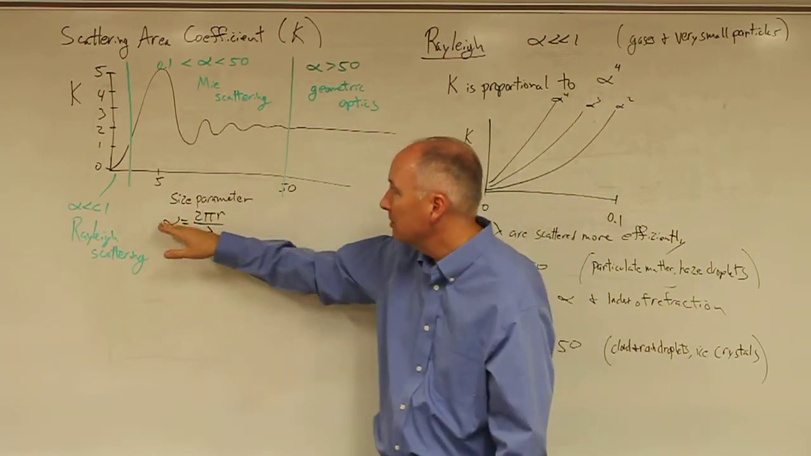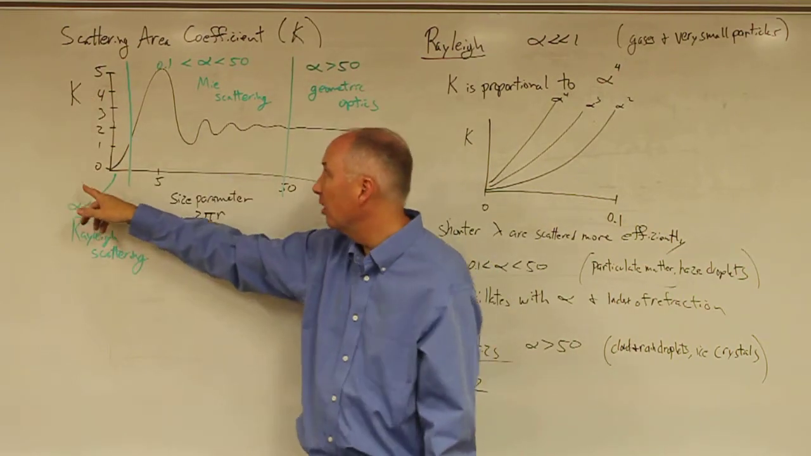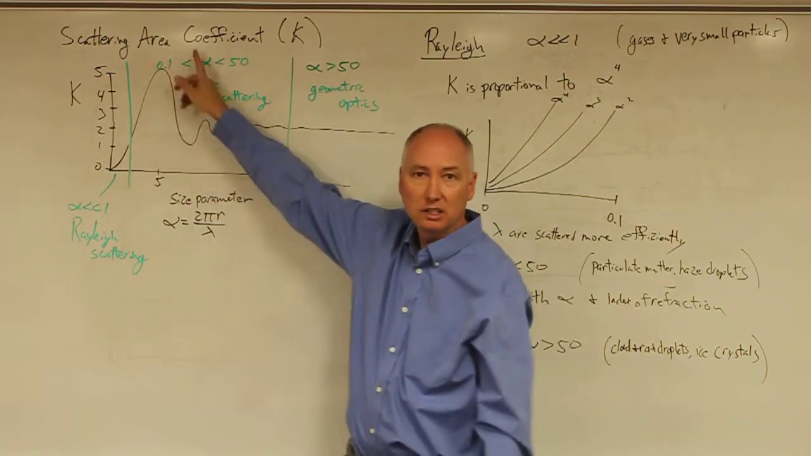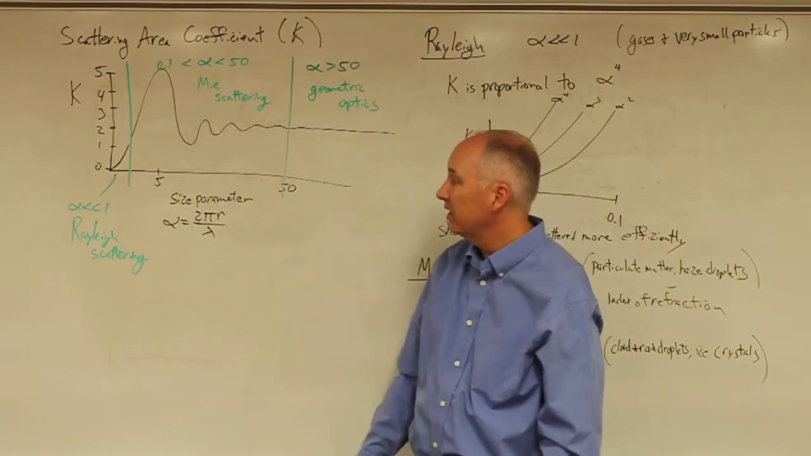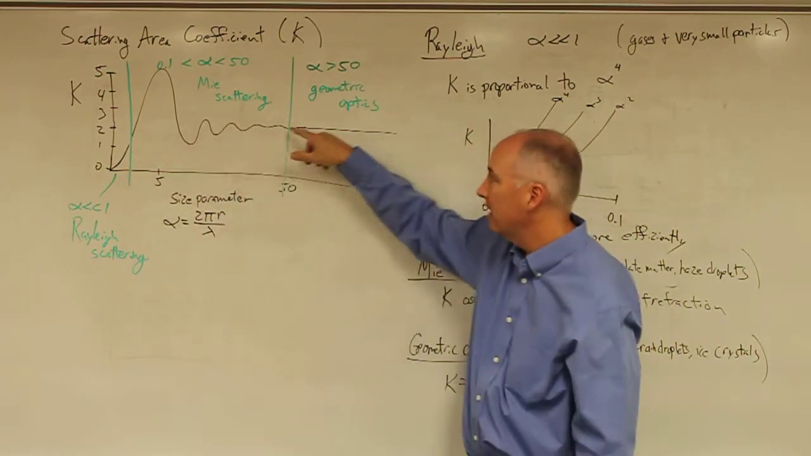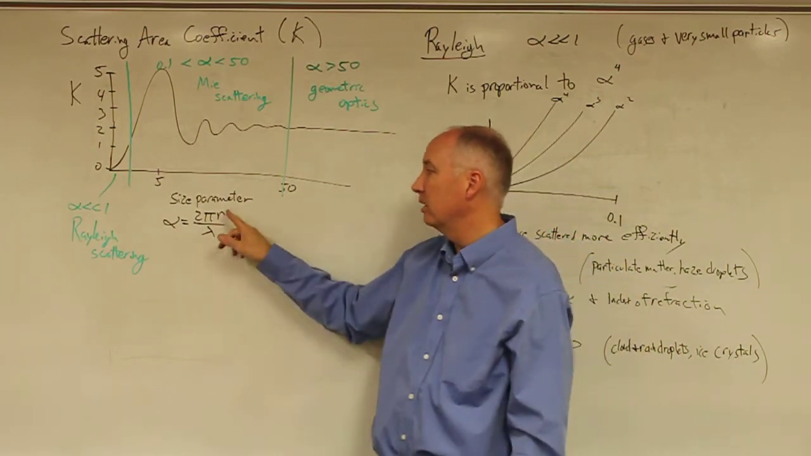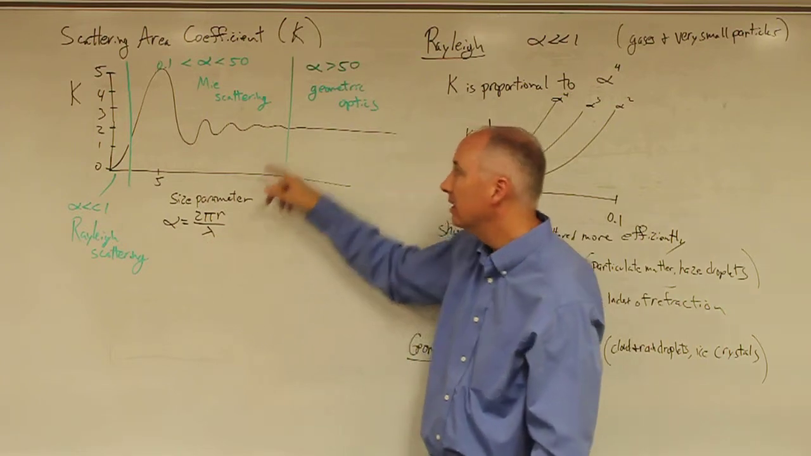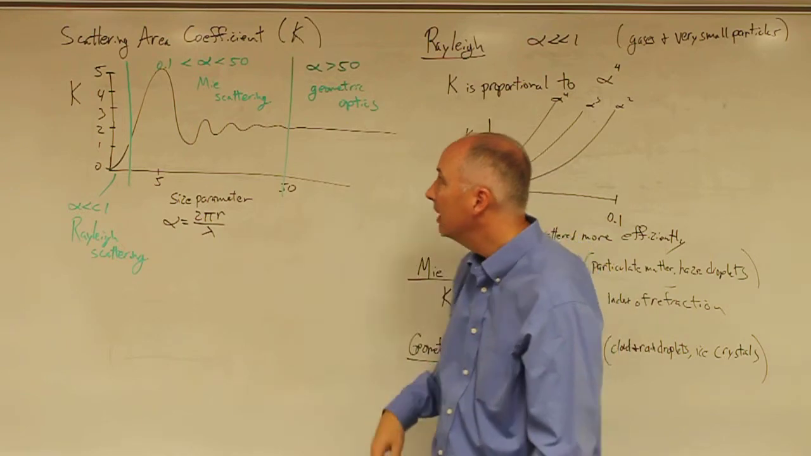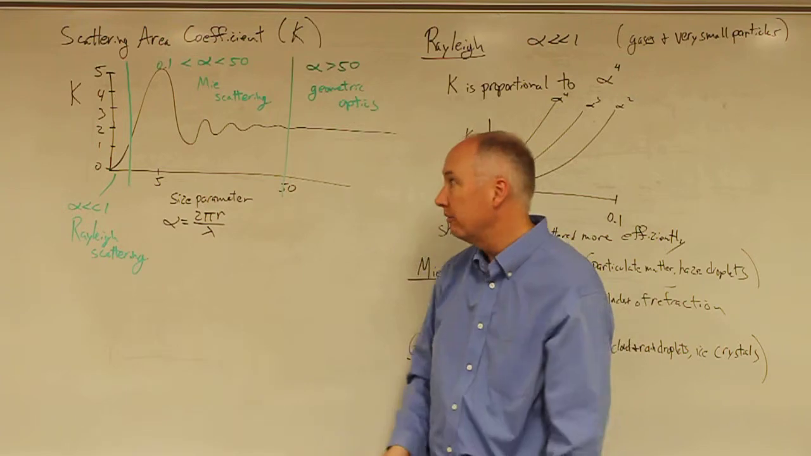When the size parameter is very small, the scattering area coefficient is likewise very small. Then there's a middle size range for the size parameter where we have this oscillatory behavior in the scattering area coefficient, and then it damps all the way down to a factor where, when you have very large size parameters, so very large particles relative to the wavelength of light, the scattering area coefficient is essentially constant at a value of 2. And so we have these 3 different behavior regions for the scattering area coefficient.